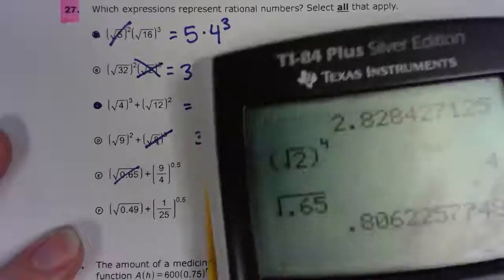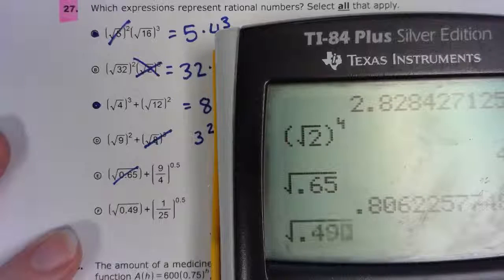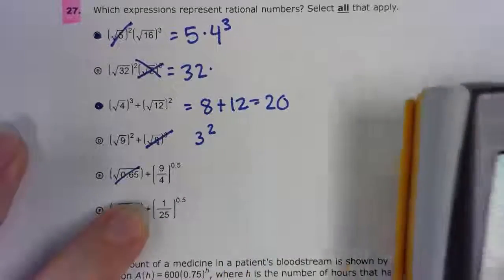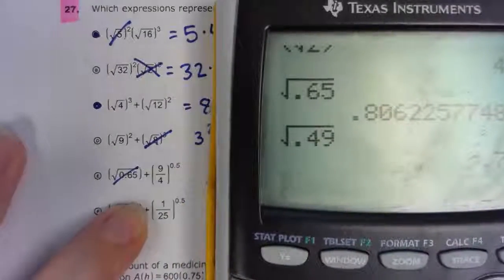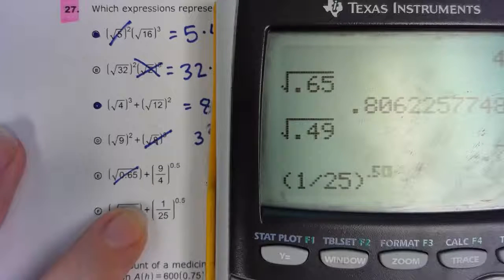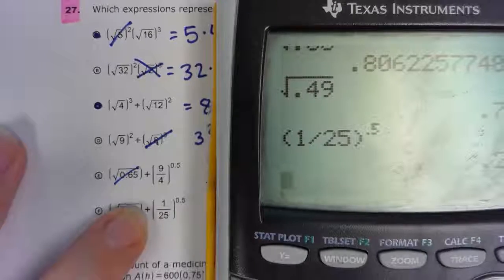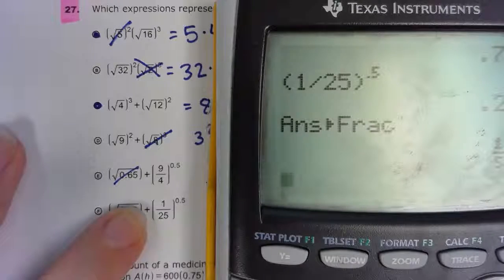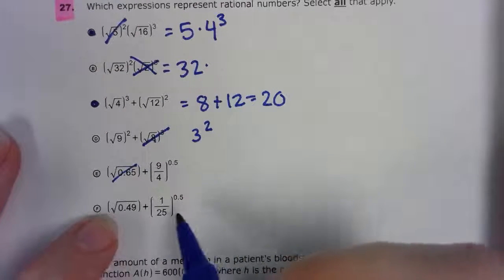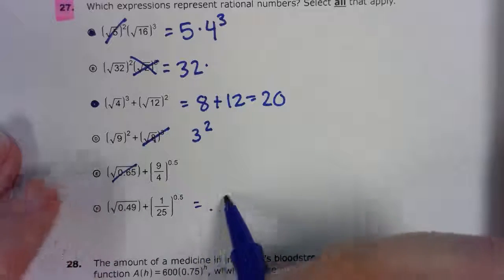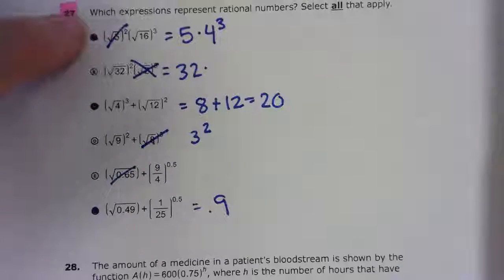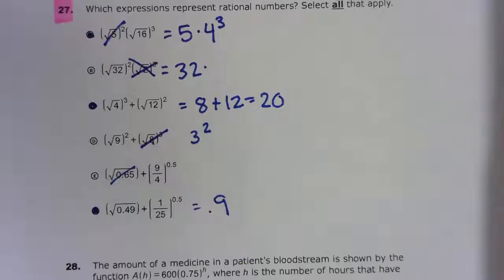Square root of 0.49 is rational, and then to the 0.5 power. So remember, 0.5 or to the 1/2 power is the same thing as a square root. So that's 1 divided by 25 to the 0.5 power is just 0.2, which is the same thing as 1/5. Okay, so this is like 0.7 plus 0.2, which is 0.9, which is a rational number. So that one should have been A, C, and F.